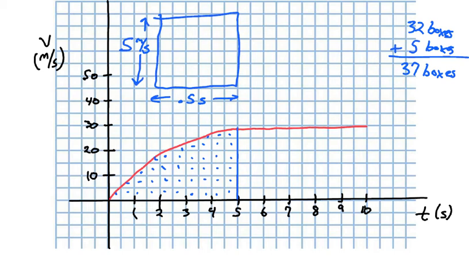So if I find the area of a single box, I would do 5 times 0.5, so that's 2.5 meters divided by seconds times seconds, so 2.5 meters for each box. So 37 boxes times 2.5 meters gets us to our approximate answer, and that's going to be 92.5 meters. That's our displacement from 0 to 5 seconds approximately.